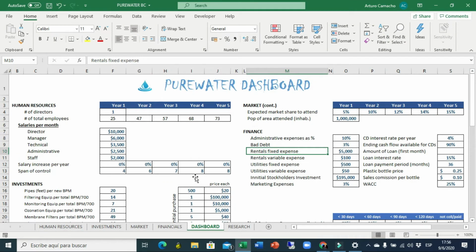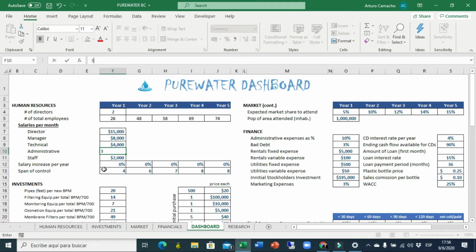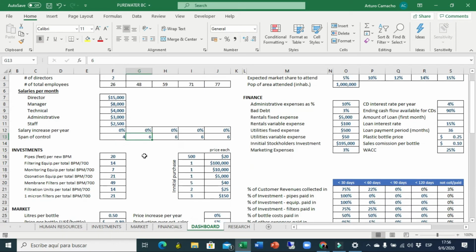So you just play. For example, we could change the number of directors. Let's now have 2 directors. Maybe 2 of the stockholders want to be directors, and they may want to have a higher salary, better personnel. Maybe let's leave it at 6, the span of control. So more employees, more expenses.